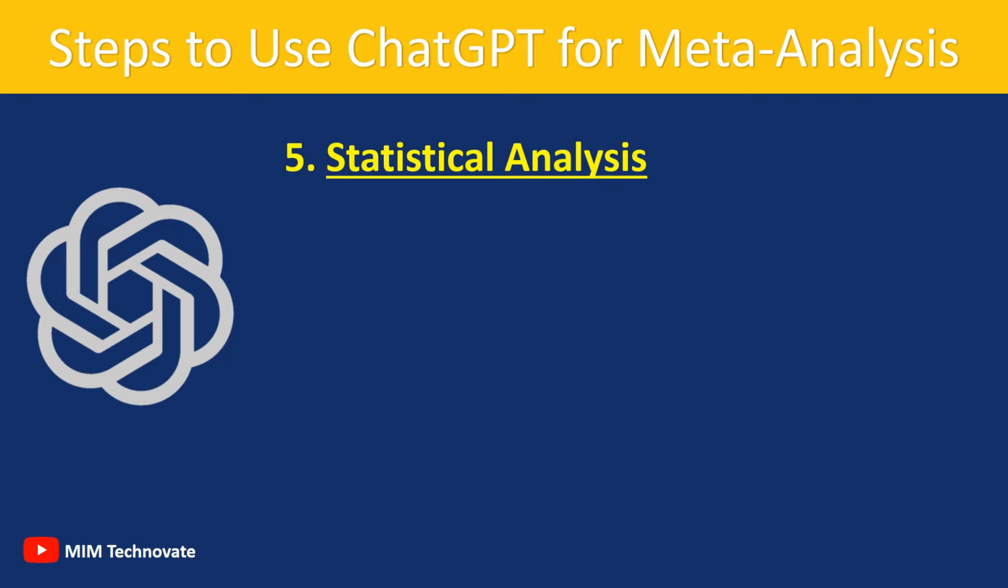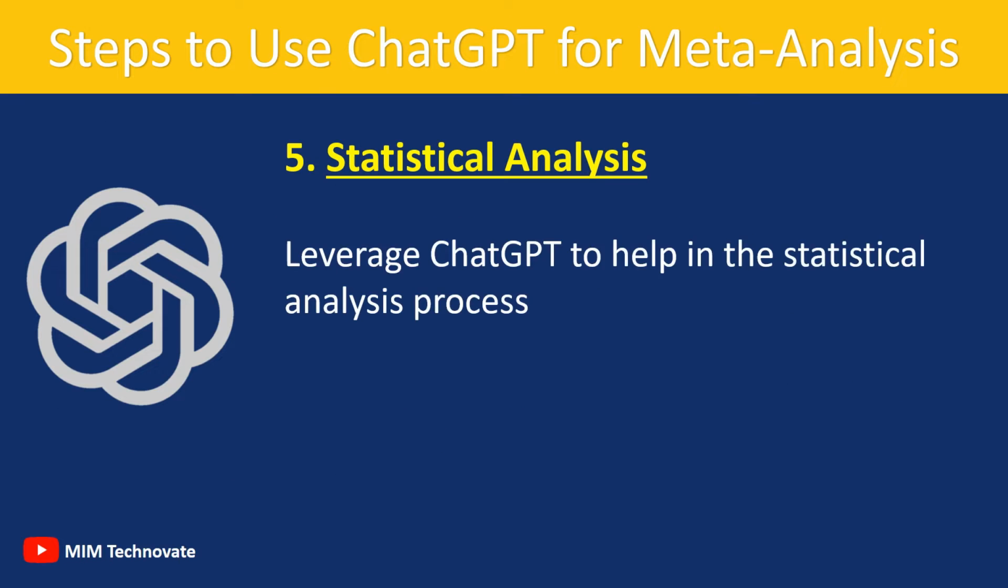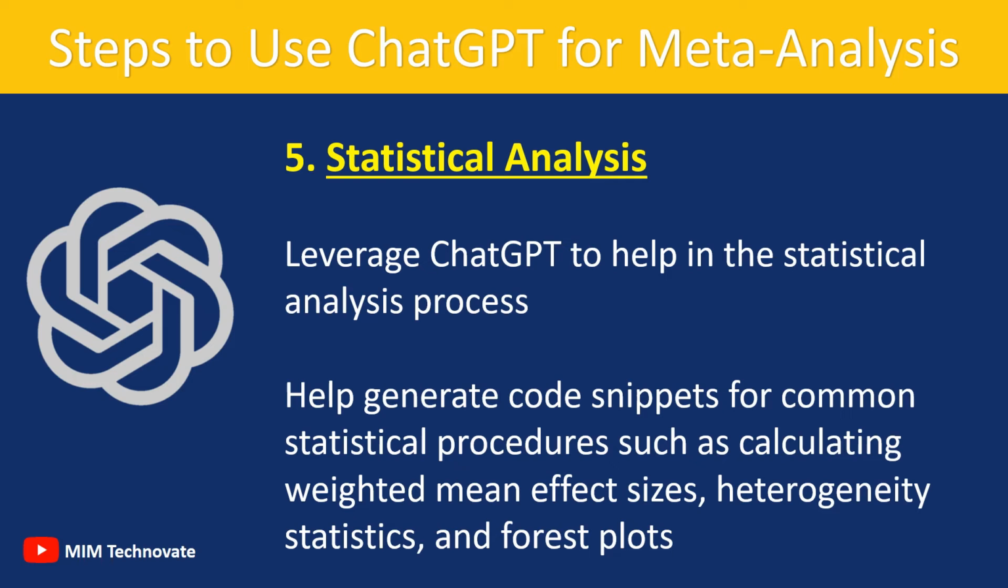Number 5. Statistical analysis. Leverage ChatGPT to help in the statistical analysis process. The model can help generate code snippets for common statistical procedures such as calculating weighted mean effect sizes, heterogeneity statistics, and forest plots.